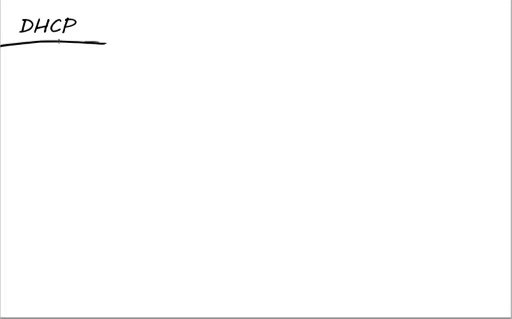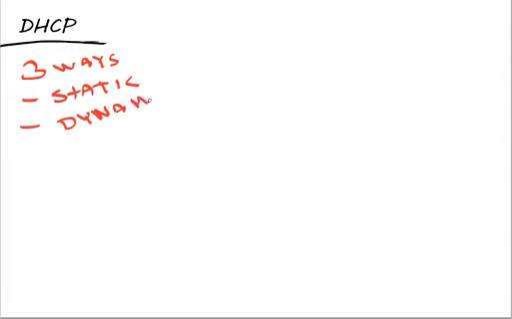So, what is DHCP actually? Well, your computer can get an IP address in three different ways. Either it gets it static, dynamic, or it can get something called an APIPA address.